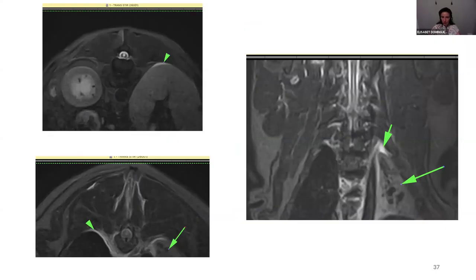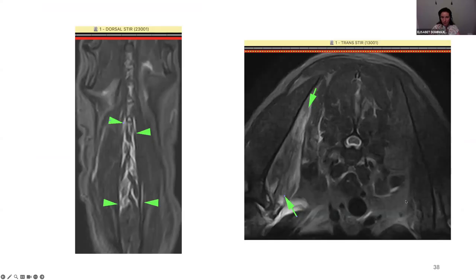In this case, it was also possible to see some effusion in the abdomen and some pleural effusion in the thorax, and changes in the lungs that were probably due to collapse. Also, we can assess on a STIR particularly the changes in the paravertebral muscles, because of course, if we have a trauma in the spine, we will see also abnormalities in the muscles. And in this case, also more changes in the subscapular muscle, more cranially.